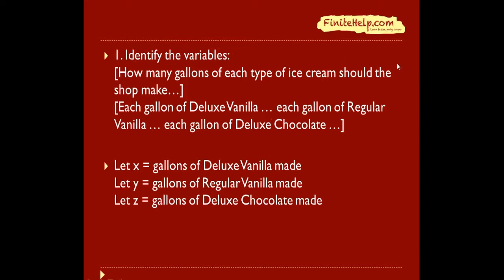So again, these problems are really long, and it's going to be hard and confusing if you don't try to break it down in steps. So again, here's our first step: to identify the variables. We look at the last sentence, which says how many gallons of each type of ice cream should the shop make. And so we know each type of ice cream is our variable. And we know that there's deluxe vanilla, regular vanilla, and deluxe chocolate. So here I have assigned X, Y, and Z to be gallons of each of the ice cream made.